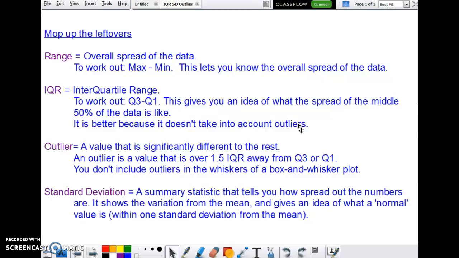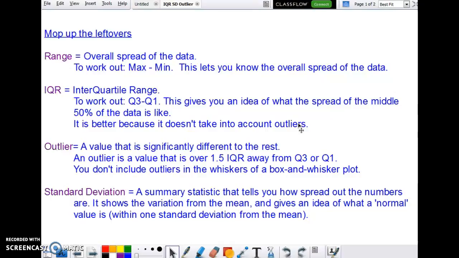Interquartile range is a better form of range. Okay? To work it out, you just take whatever your Q3 was, take away Q1. And that gives you an idea of what the spread of the middle 50% of the data is. Remember, Q3 to Q1 is the middle 50%. So it's better because it doesn't take into account outliers. Okay, you can have those ridiculously high numbers that aren't anything like the data.